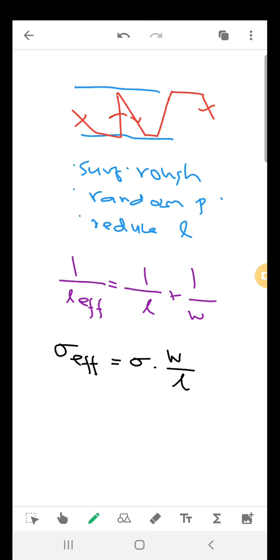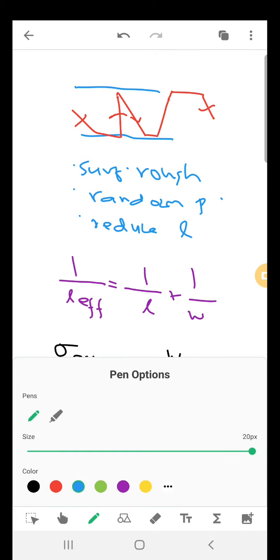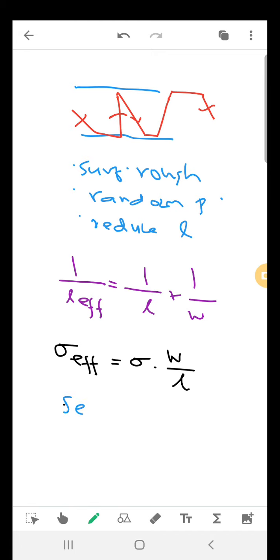The classical theory of electrical conduction gave the effect of conductivity and mobility, and the role of scattering. Now we move on to a semi-classical model of conductivity, and it was given by Fermi.